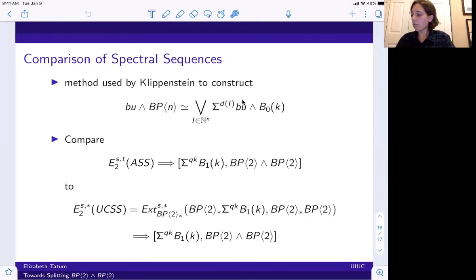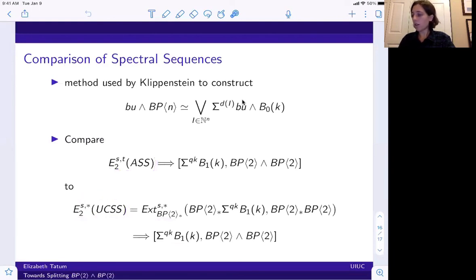So I'm currently employing a method used by Klippenstein to construct a splitting of BU smash BPN in terms of BU smashed with height 0 Brown-Gitler spectra. The approach is to compare the atom spectral sequence, which is converging to maps from the appropriate Brown-Gitler spectrum into BP2 smash BP2, with a different spectral sequence converging to the same thing, called the universal coefficient spectral sequence over BP2 star. Basically, the approach is to show that all of the potential obstructions in the E2 page of the atom spectral sequence correspond to classes in the universal coefficient spectral sequence, which must survive.